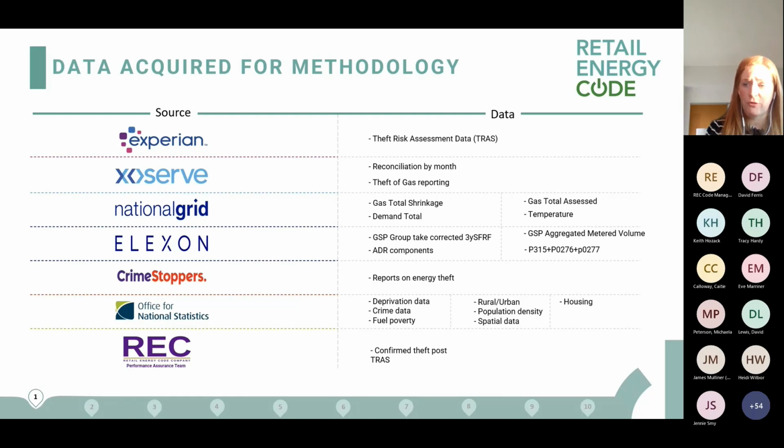Then we looked to the Office for National Statistics for the predictor data. This is deprivation data, crime data, so non-energy theft crimes that may be a useful indicator for prediction, fuel poverty levels in areas, the rural-urban classifications with population densities, and the makeup of housing within it. And then we looked at the spatial data to be able to tie these things together.